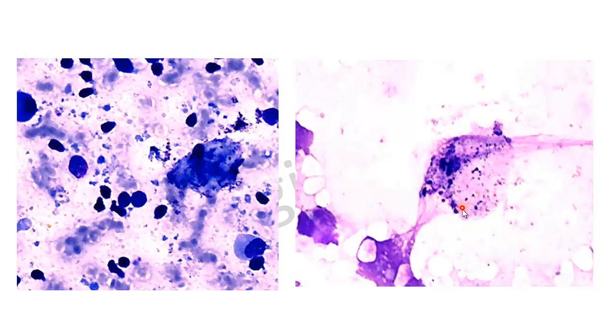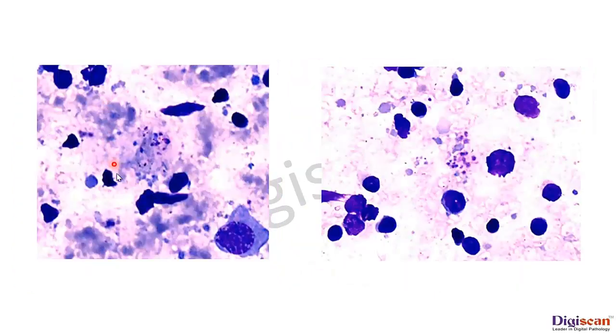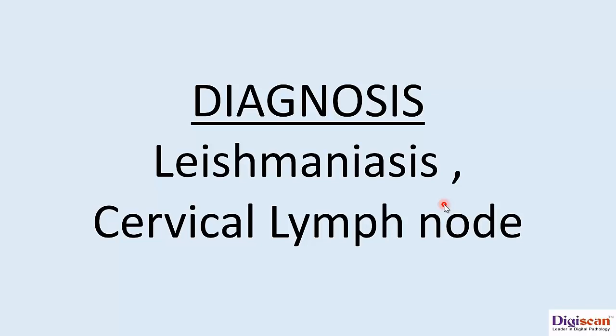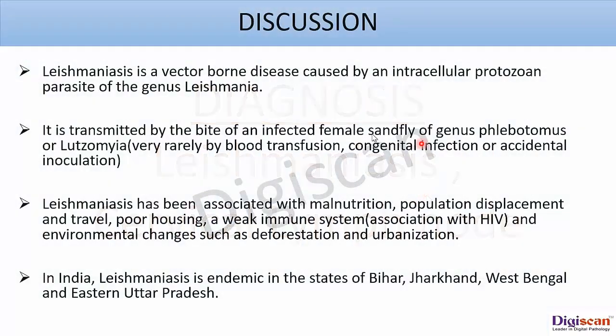And in this field, we can see an organism, if you look closely, and it has a nucleus and another sort of a dot. So these are the amastigote forms of the Leishmania parasite, which are also known as LD bodies. In other areas, these organisms were also seen to lie extracellularly. Based on these findings, a diagnosis of Leishmaniasis was made.